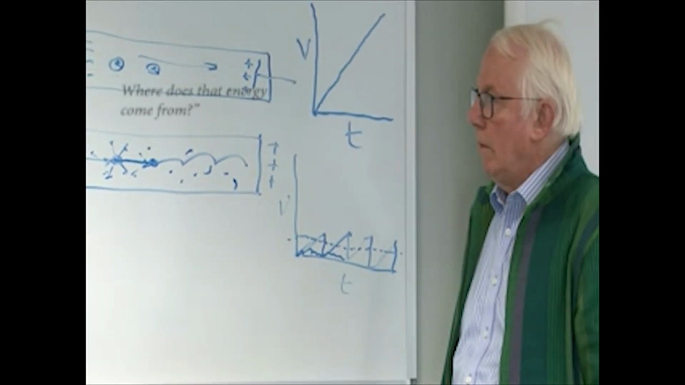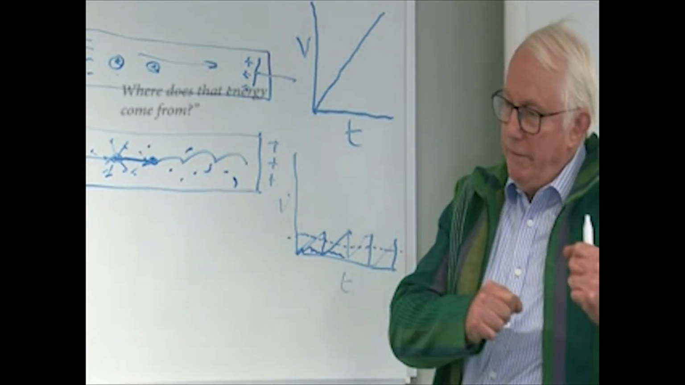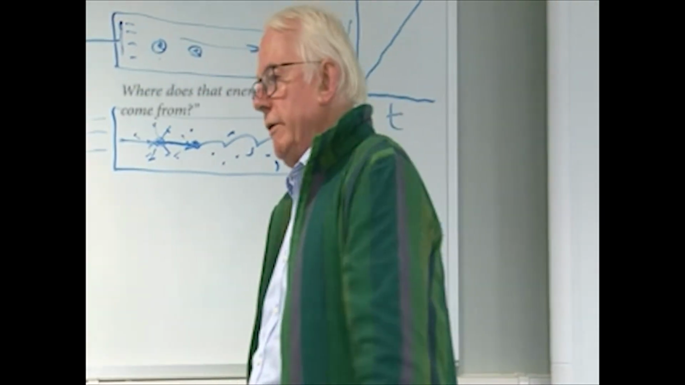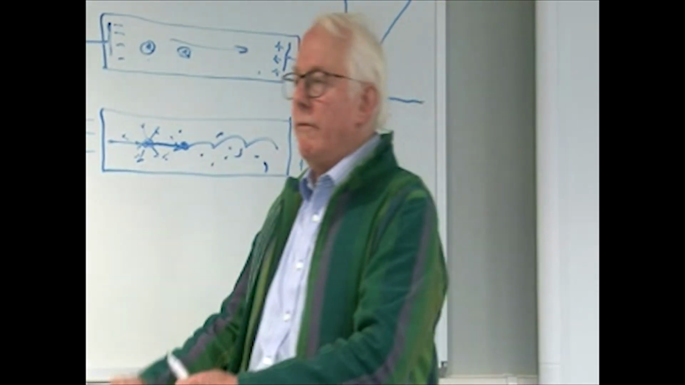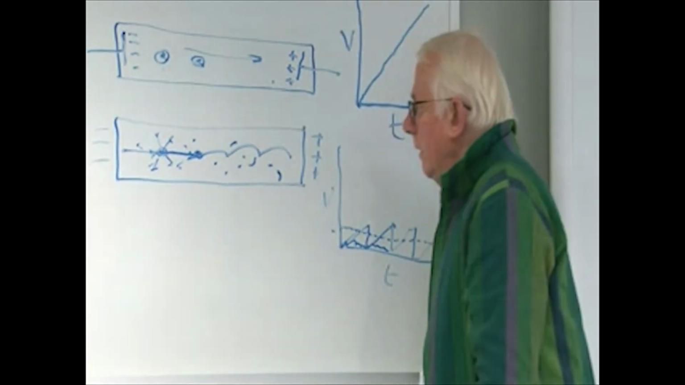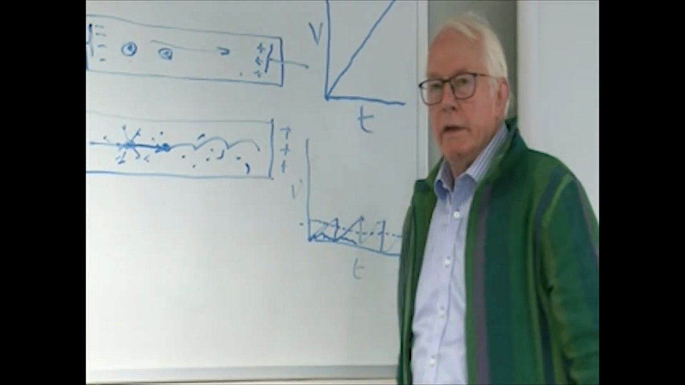And that energy comes from? It comes from the battery. We've had to do work to push these electrons through the system, and the more resistance there is, the more work we have to do. So we're taking the energy out of the battery and converting it into heat.